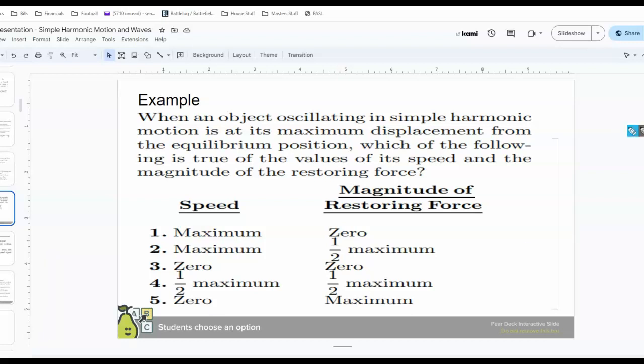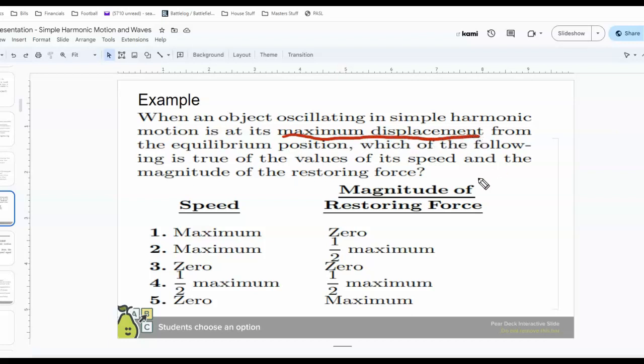Okay, so here's what this question says. When an object oscillating in simple harmonic motion is at its maximum displacement from the equilibrium position, which of the following is true of the values of the speed and the magnitude of the restoring force? Maximum displacement basically means you're at the endpoints. So the displacement is equal to the amplitude and you're at the endpoints.